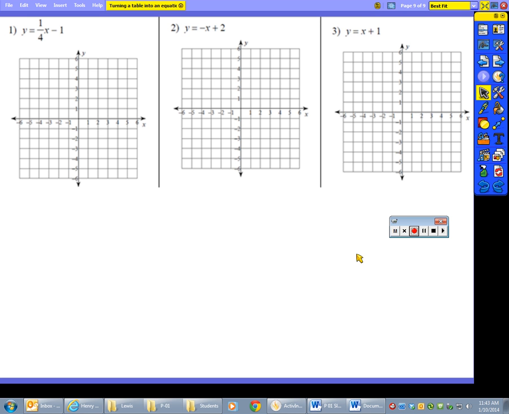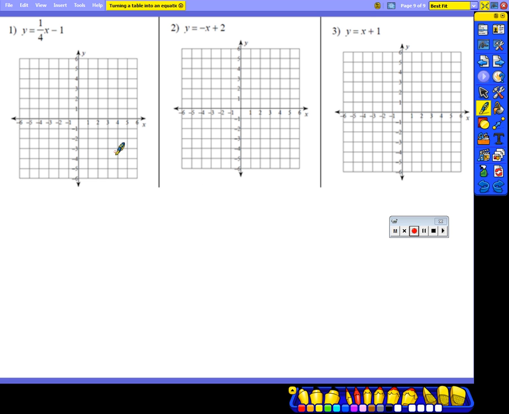Alright, so here we go. I'm going to show you the first three, how we graph these. I'm going to start the video off talking about slope-intercept form.